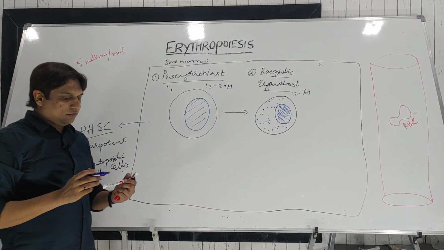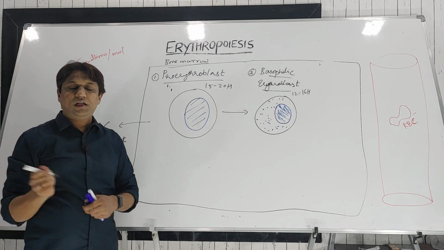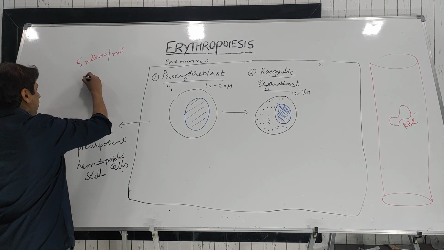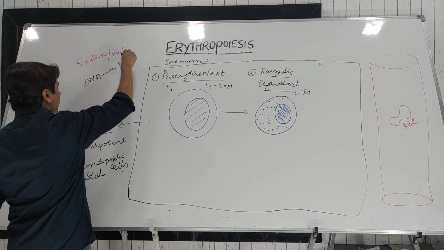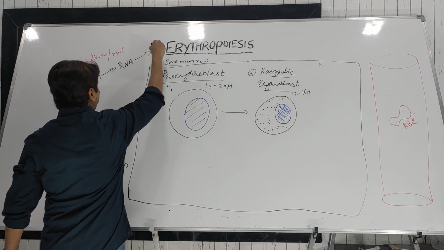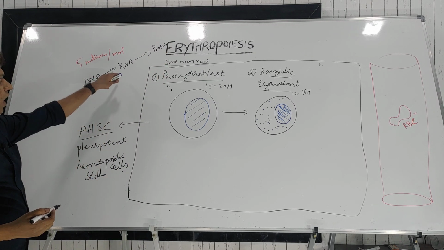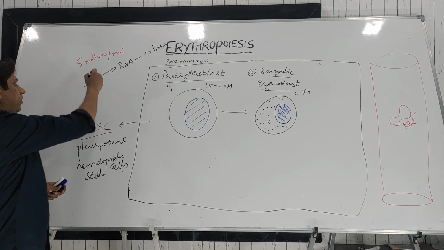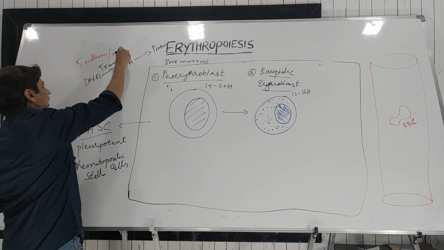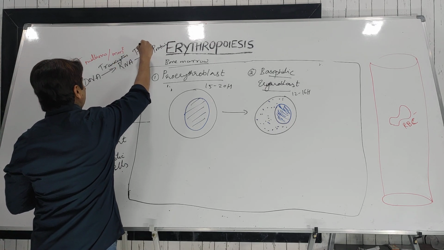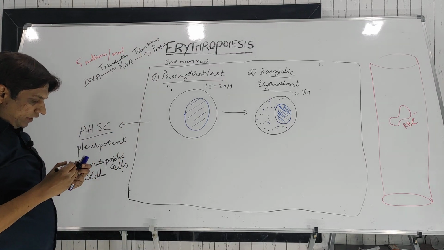Why it is basophilic: if you remember the central dogma of protein synthesis, in biology, DNA forms RNA and RNA ultimately forms proteins. The process of formation of messenger RNA from DNA is known as transcription, and from the RNA to protein synthesis it is known as translation. So transcription and translation.